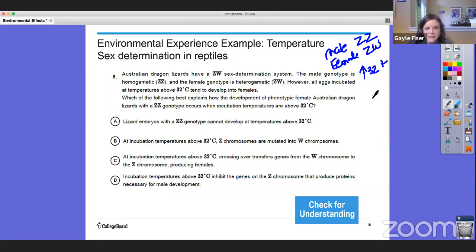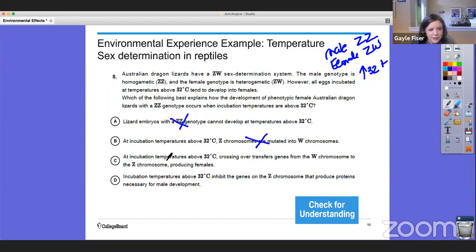Which of the following best explains how the development of the phenotypic female Australian dragon lizards with a ZZ genotype occurs when incubation temperatures are above 32? All right, lizard embryos with a ZZ genotype cannot develop. Well, we just said that they could, because they're going to become female. So it's not it. An incubation temperature above 32, Z's do not turn into W's. Just because of the temperature, a gene doesn't change on a chromosome.